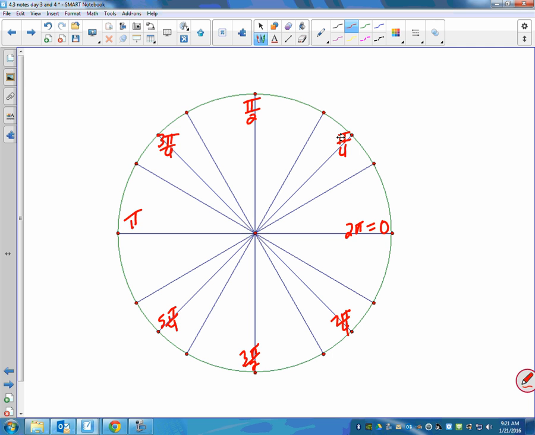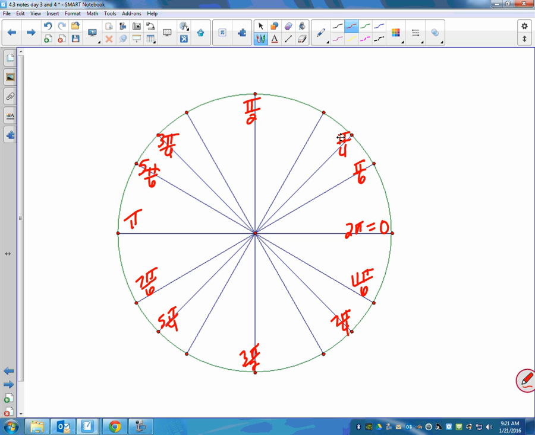And then you've got your pi sixths. 30 degrees. 5 pi sixths, 1/6 less than pi. 1 more than pi, 7 pi sixths. 1 less than 2 pi, right? 11 pi sixths, because 12 over 6 is 2 pi.